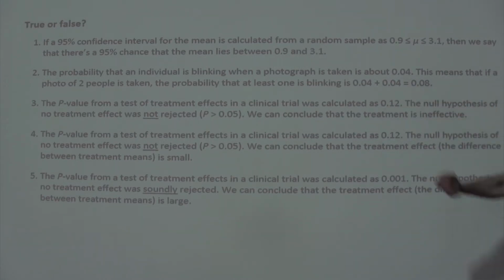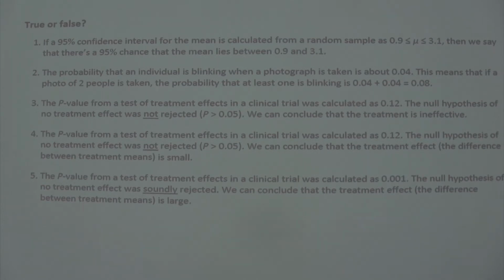Okay. The probability that an individual is blinking when a photograph is taken is about 0.04. My experience is higher than that. This means that if a photo of two people is taken, the probability that at least one is blinking is the sum of those two, 0.08. How many say true? How many say false? Thank you.